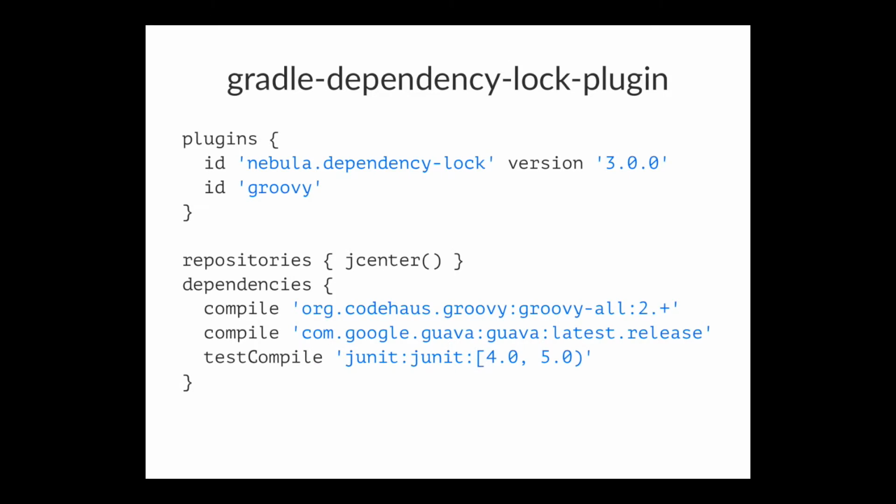Dependency lock plugin. A lot of our internal builds want to use dynamic dependencies. We really like them too, so they keep getting updated. We also want to have repeatable builds. So if we just let the build have the dynamic versions like this, they come back a month later with a bug, they're going to get new versions of Groovy, new versions of Guava, and it'll be really hard to reproduce.